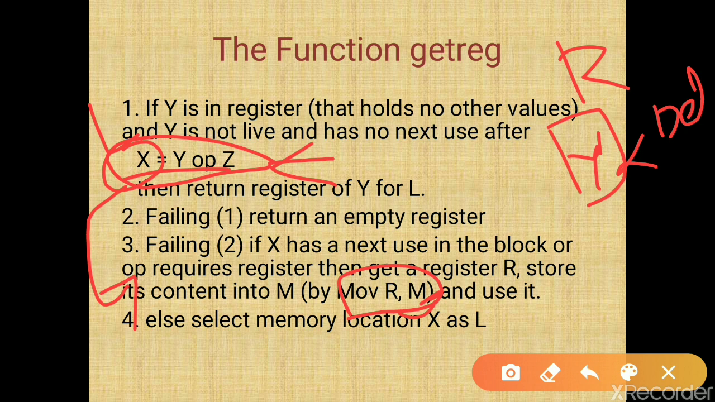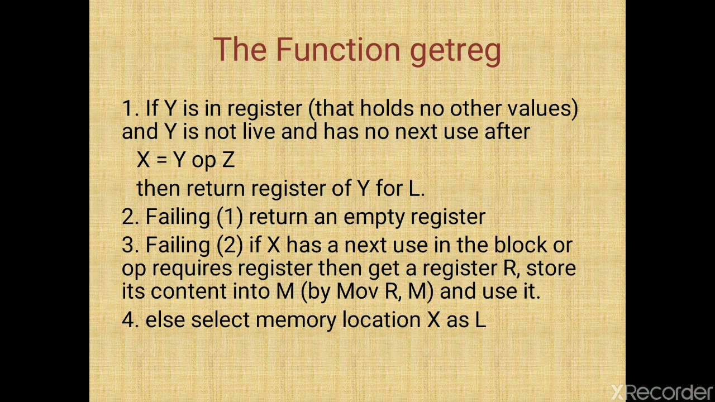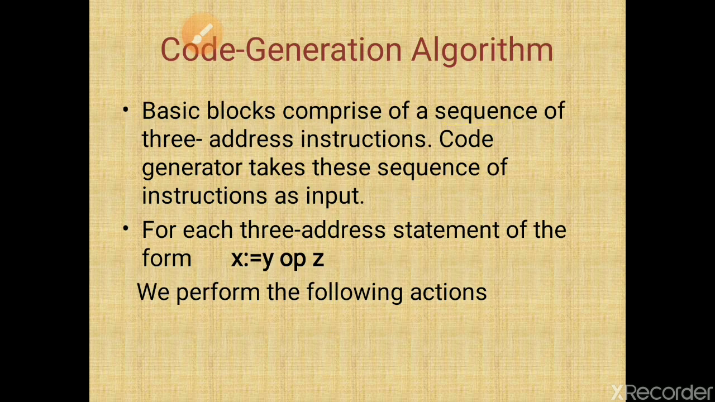Else, if that is not the case, we will select a memory location of x as L. We will select a new memory location. If that variable is not live, I'll return the register of y to L, and if the first case fails, then return the empty register. Otherwise, x is used in further computation, I'll copy that to M and we'll use the move operation. Select the memory location of x as L.